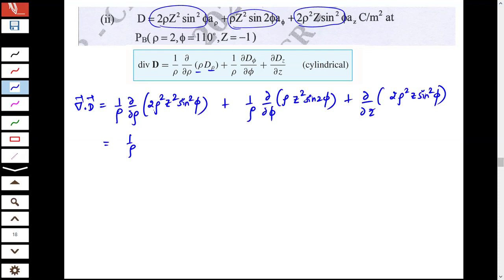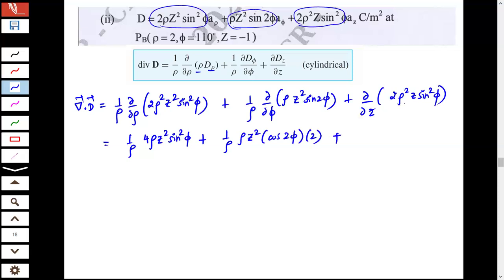Now we can do the differentiation. 1 by rho, differentiation of this with respect to rho will give 4 rho z square sine square phi. For the second term, differentiation is with respect to phi, so rho and z square are all constants. Differentiation of sine 2 phi is cos 2 phi multiplied with 2.